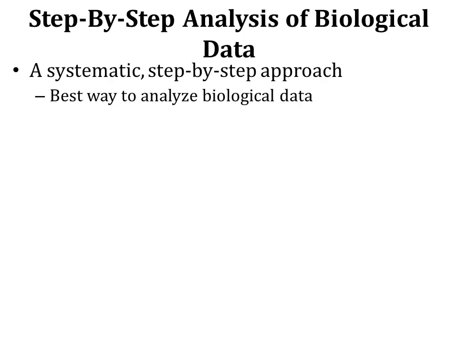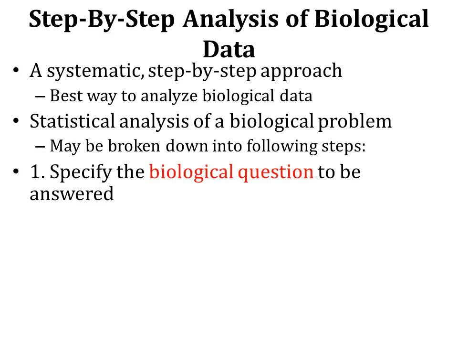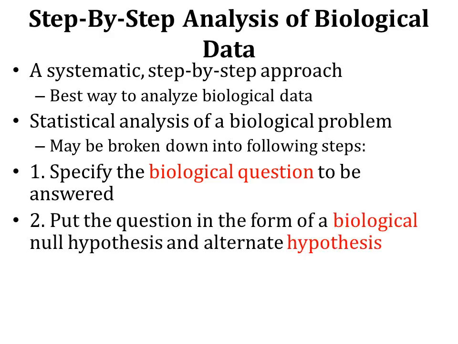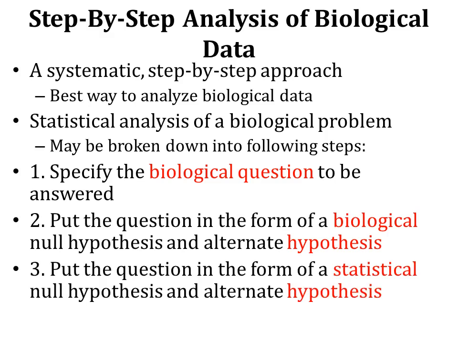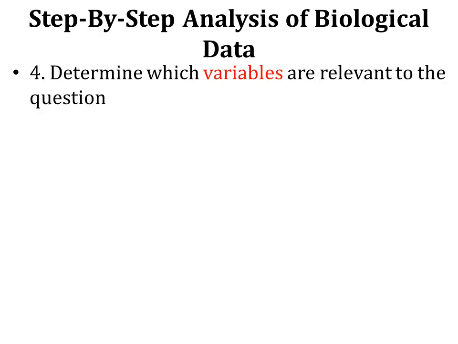So here was a step-by-step guide to the analysis of biological data, how you can plan your research project, how you can plan your research design, and how you can carry on with that. First of all, you have to specify the biological question to be answered. Then you have to put the question in the form of a biological null hypothesis and alternate hypothesis, and then put the question in the form of a statistical null hypothesis and alternate hypothesis.